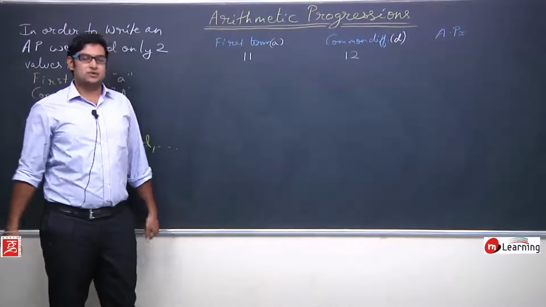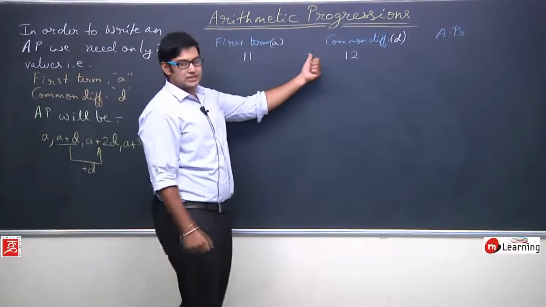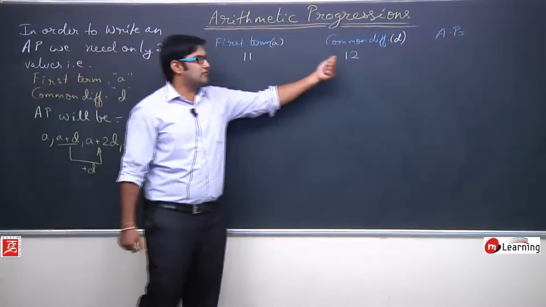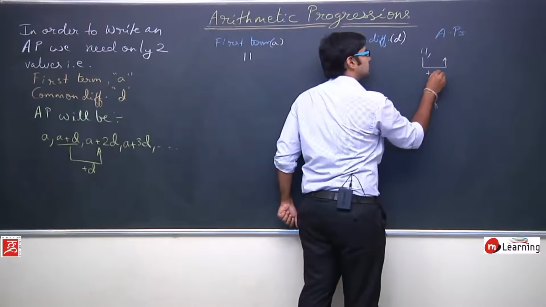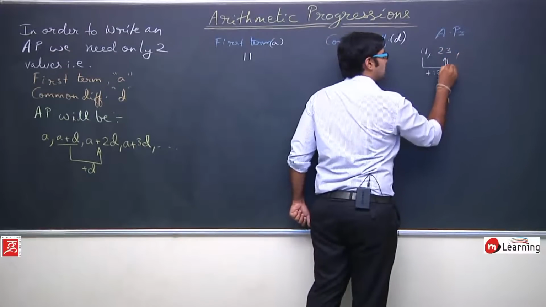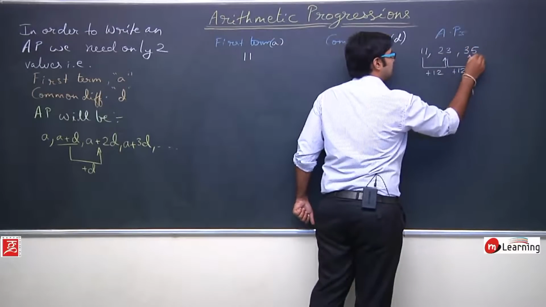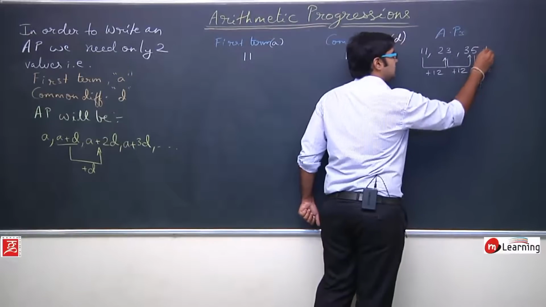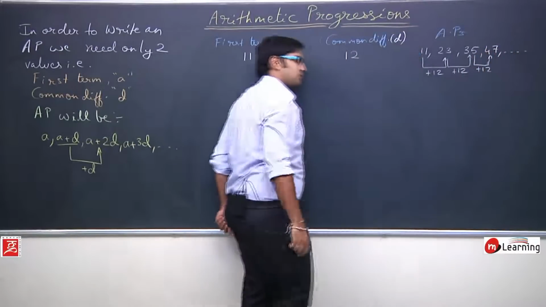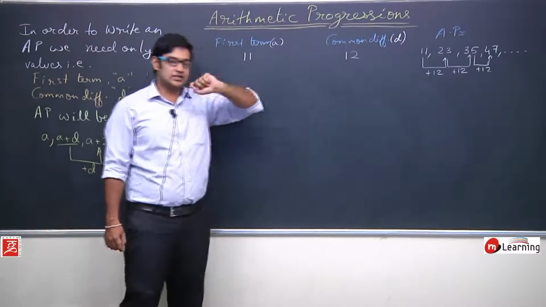So what will be my arithmetic progression? An arithmetic progression is written like this: the first term, then first term plus common difference. So if I have first term as 11 and common difference as 12, it will be 11, you will add 12 to this to get 23, then you will add again 12 to get 23 plus 12, 35, then again you will add 12 to this term to get 47 and so on. So this will be my arithmetic progression if my first term is 11 and common difference is 12.